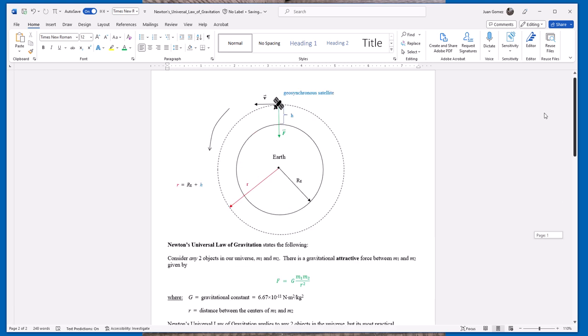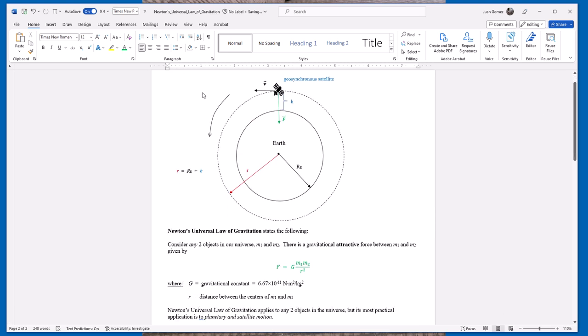And there's the sketch, and it's clear from that figure that the radius of the satellite's orbit, r, the red r, must equal RE plus h, where RE is the radius of the Earth. Alrighty, let me go ahead and save this video.